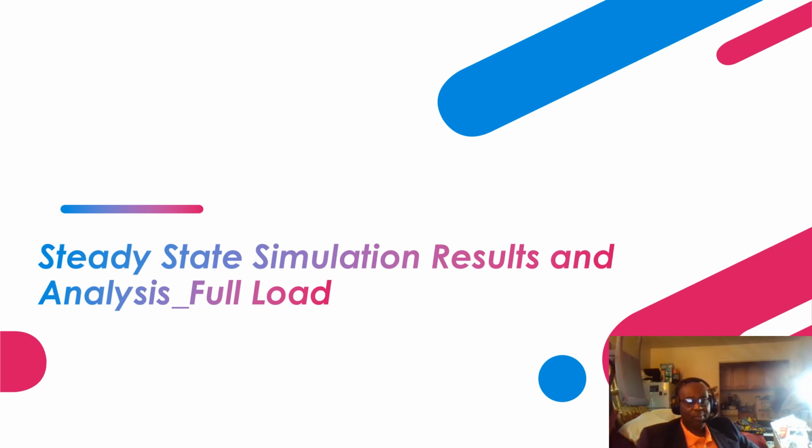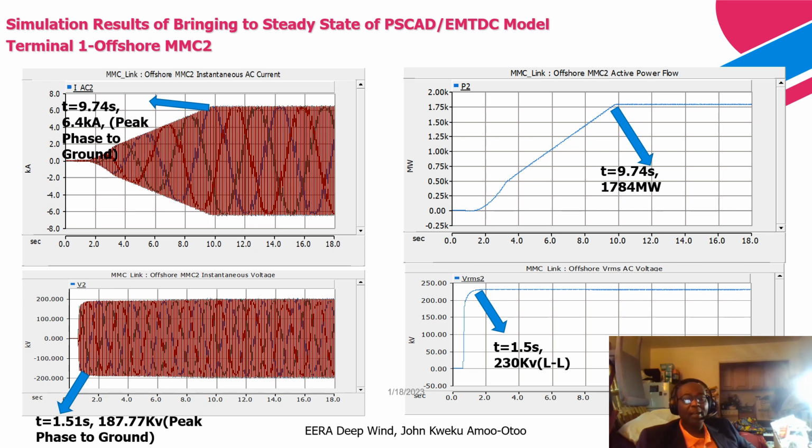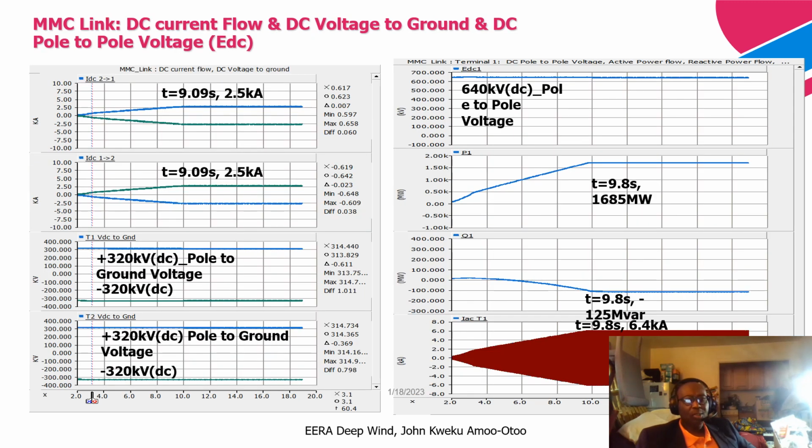Next, steady-state simulation results, right? For my model. This section tells me all the steady-state simulation results that I obtained. As you can see over here, looking at all these plots, and the times and peak currents that were measured, that is what I'm supposed to have. So I've been able to validate the steady state operation of my model. The same thing applies on this slide. I've been able to validate the steady state operation of my model. This section also shows that the MMC DC link measurements and all that are what I'm supposed to have as per design.